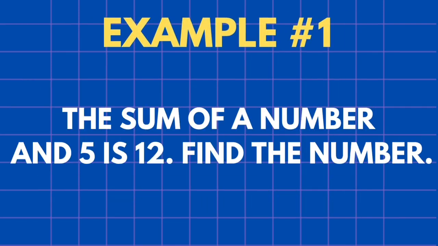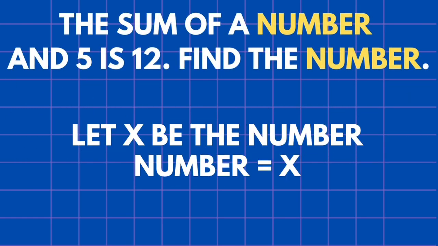Let's look at an example. The sum of a number and 5 is 12. Find the number. Using the steps we just outlined, let's solve this question. Step 1. Define your variable. We're going to use x to represent the number we're trying to find.